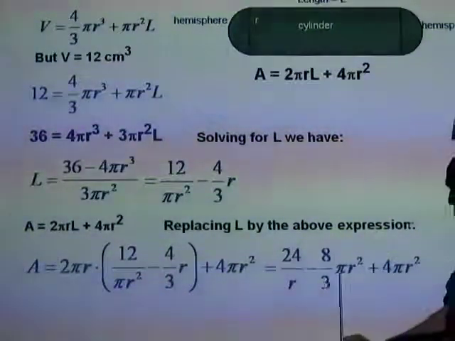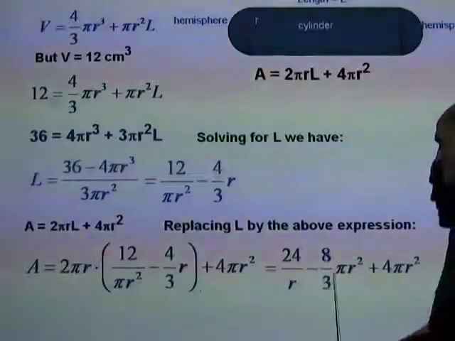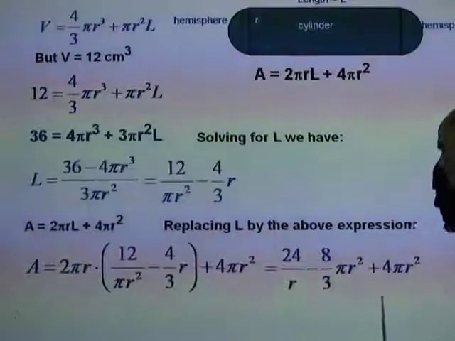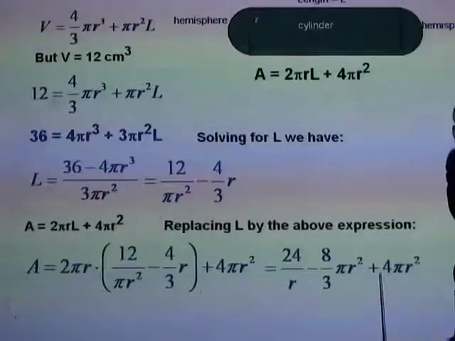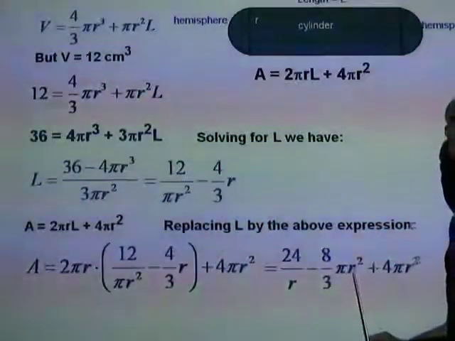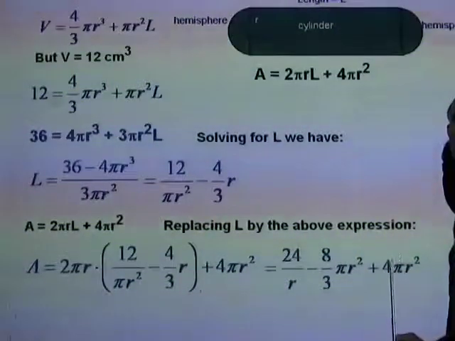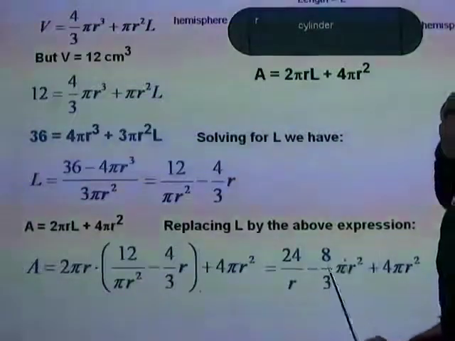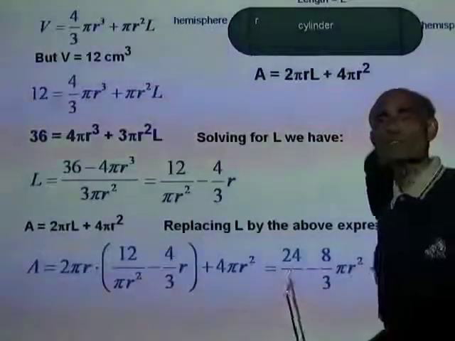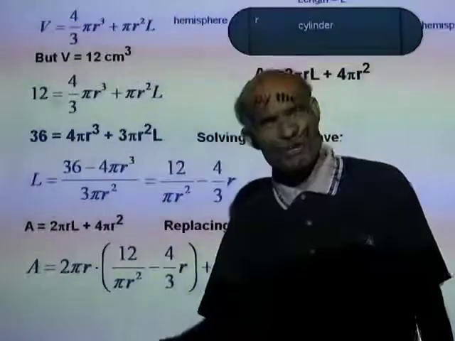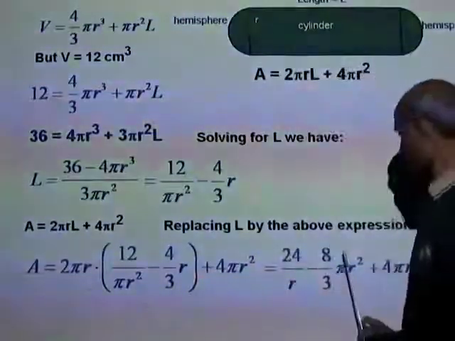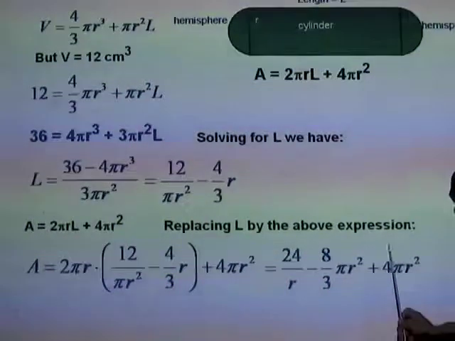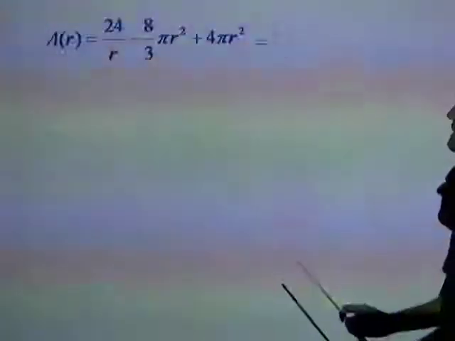Can you combine these two? Negative 8/3 pi r squared plus 4 pi r squared. What does that give you? Can you do that mentally? Because these are both pi r squared, it is 4 minus 8/3. What is 4 minus 8/3? Is 4 minus 8/3 4/3? Yes, I think so. So this will be simply 4/3 pi r squared.